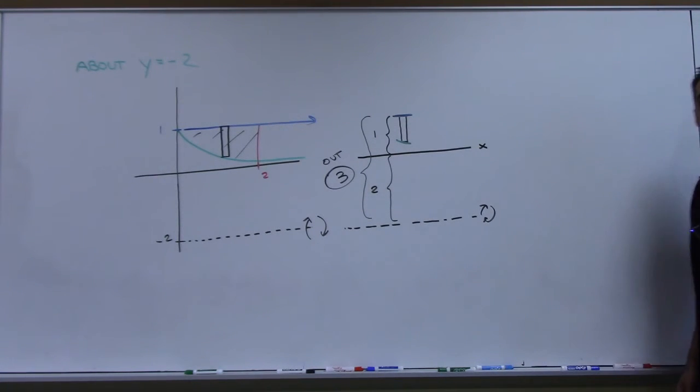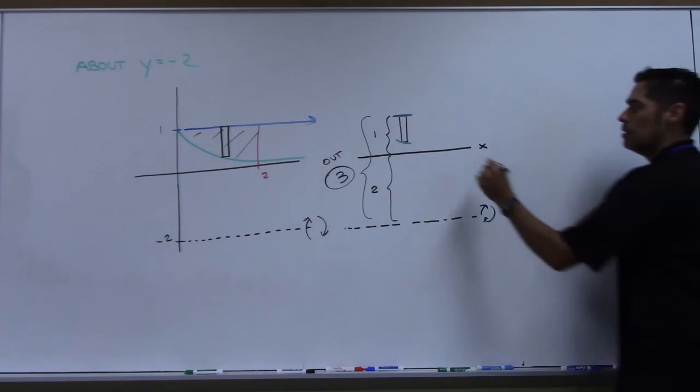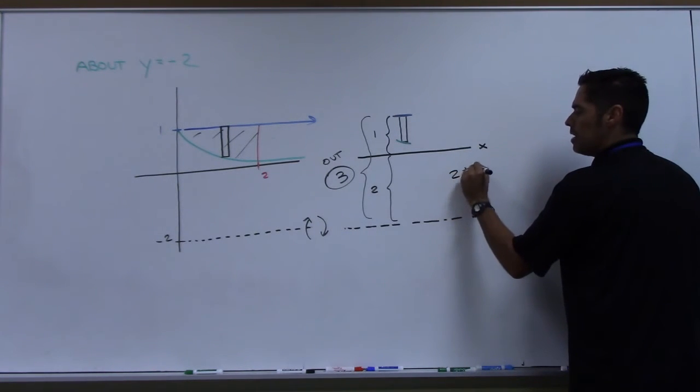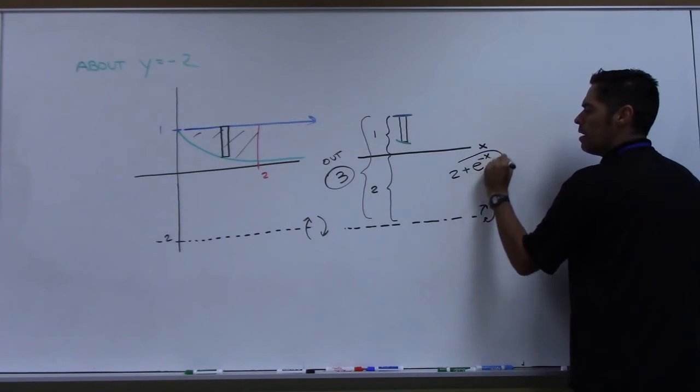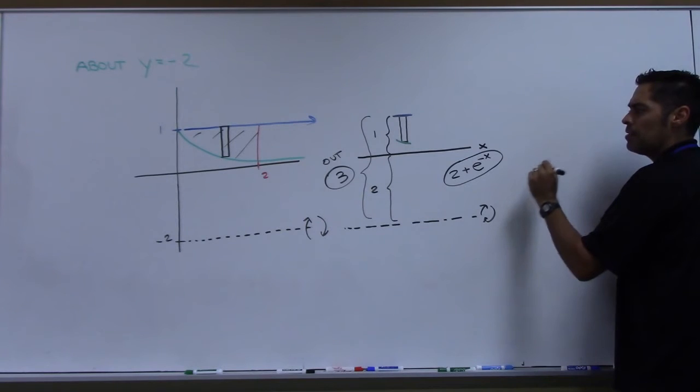Who wants to volunteer the inner radius? I guess it would be 2 minus e, or 2 plus e. 2 plus e to the negative x. What do y'all think? e to the x minus 2.